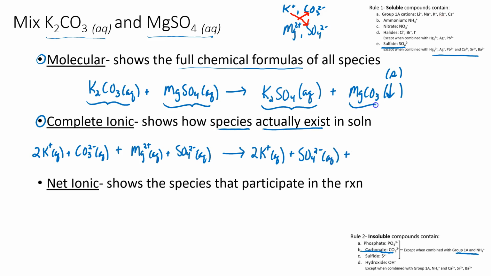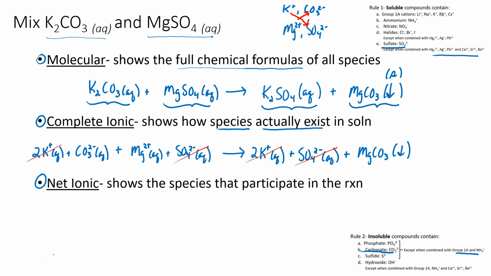And then I have the precipitate, and I'm just going to leave that alone. That is not going to dissociate or even dissolve in solution. So that's the complete ionic. The net ionic equation just shows the species that participate in the reaction, or in other words, this is where we cancel out the spectators. Here, the spectators would be potassium and also the sulfate. Nothing happened to those ions. They just were kind of the spectators.